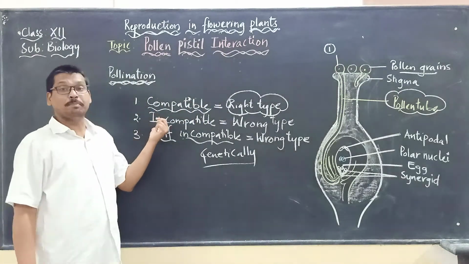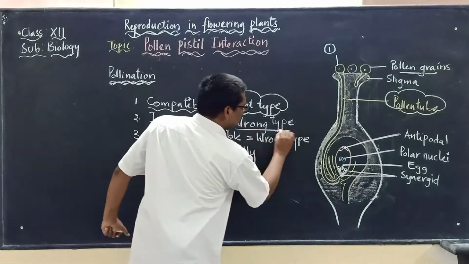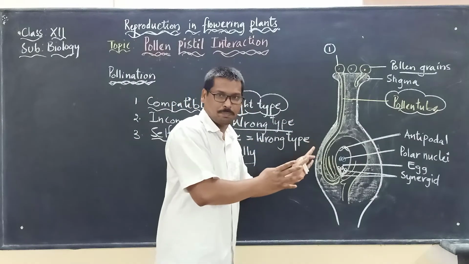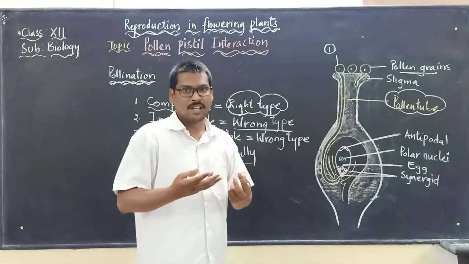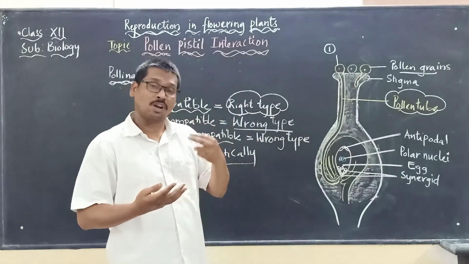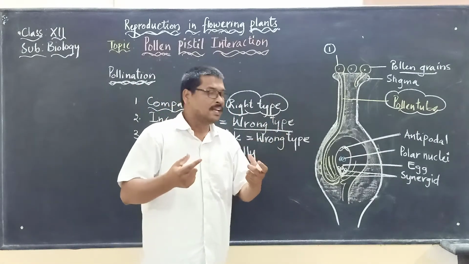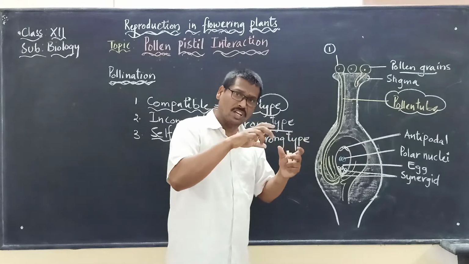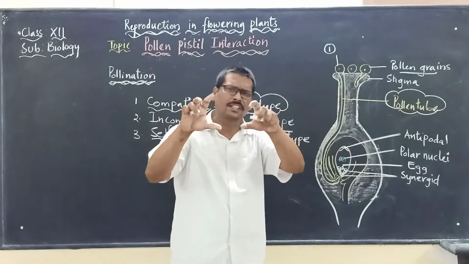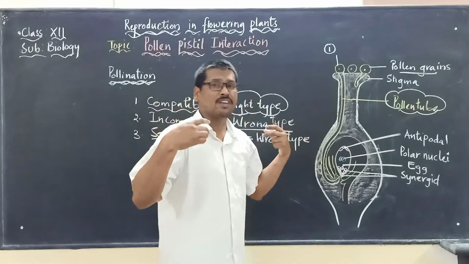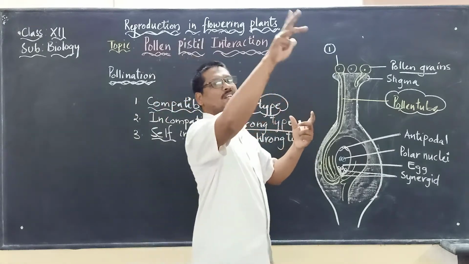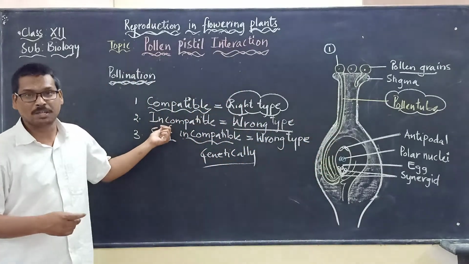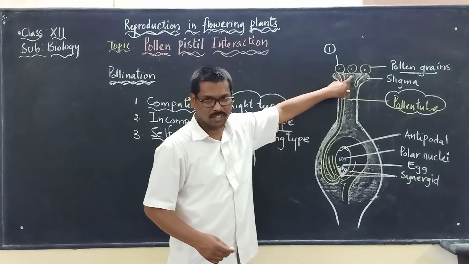The next one is incompatible, the wrong type. Wrong type means the pollen grains of other species, not belonging to this species. There are various agents, either wind or water, abiotic things, or biotic things involving many types of animals. When biotic agents visit different types of flowers, their body gets stuck with pollen grains, and when they visit different species again, they may bring the wrong type, that is, incompatible pollen grains falling on the stigma.